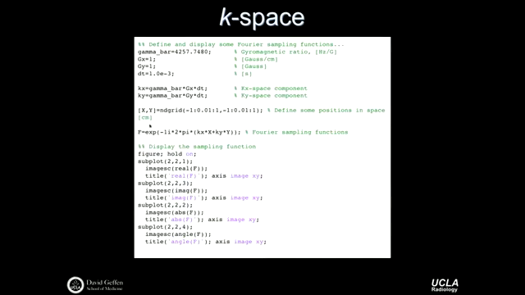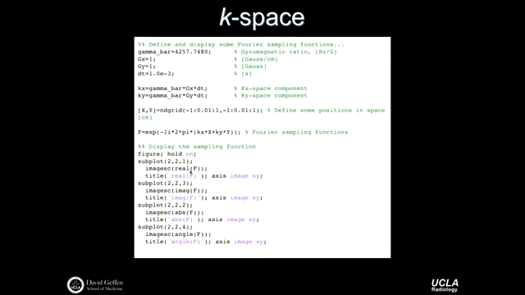Here, I'm just going to set up a bunch of positions. These are my r vector points. So defining some positions in space across my field of view, from minus 1 centimeter to plus 1 centimeter along x and minus 1 centimeter to plus 1 centimeter along y. This ndgrid function gives me a grid of points that span my field of view. And now I just evaluate this function: e to the minus i times 2 pi times kx times x plus ky times y. And then I'm going to display some different components of the resulting f function.